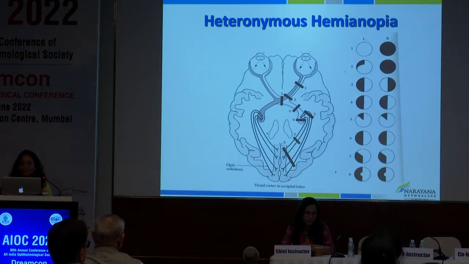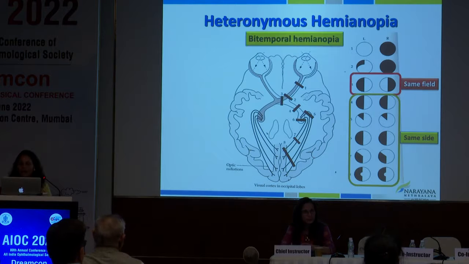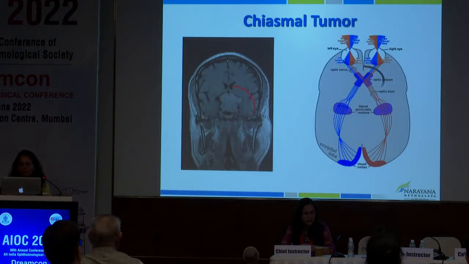Then coming to now, what is heteronymous? Now we saw homonymous. Heteronymous means these all had one-sided, you are always seeing the same side. But look at here, this is not the same side. These are the same field, meaning both fields. And that is called bitemporal hemianopia. And when do you get it? Only and only when the chiasma is involved, because here the nasal fibers cross, hence the temporal fields are getting involved. So when you have a bitemporal defect, there is no other differential but a bitemporal hemianopia due to a chiasmal tumor. So remember that if you forget the fields like this, you know where to look.